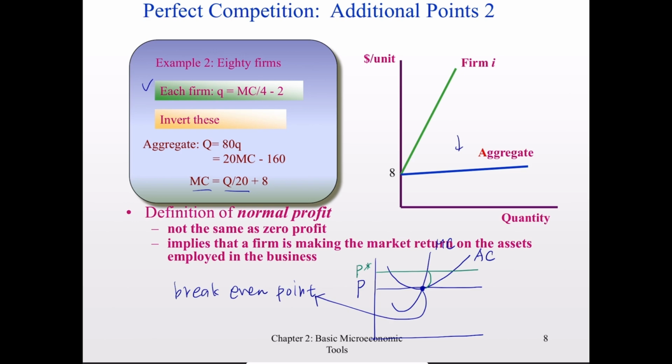On the other hand, if the business makes less than normal profit, for example, if P is below the average cost, it loses money. This can force some businesses to leave the market. This reduces supply and raises the price until normal profit is reached again. That is the definition of normal profit. It is not the same as zero profit. It implies that a firm is making a market return on the assets employed in the business.